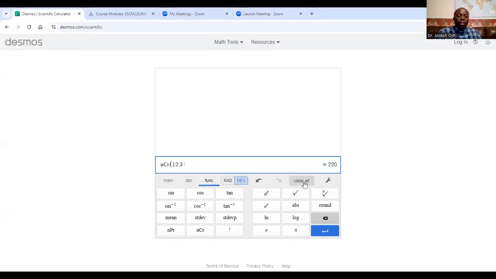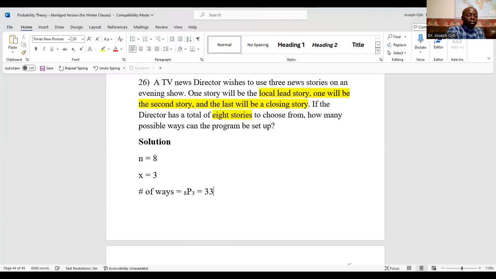8, comma 3, click on the permutation key. It was 336 ways. 336 ways. So that's 336 ways you can choose.